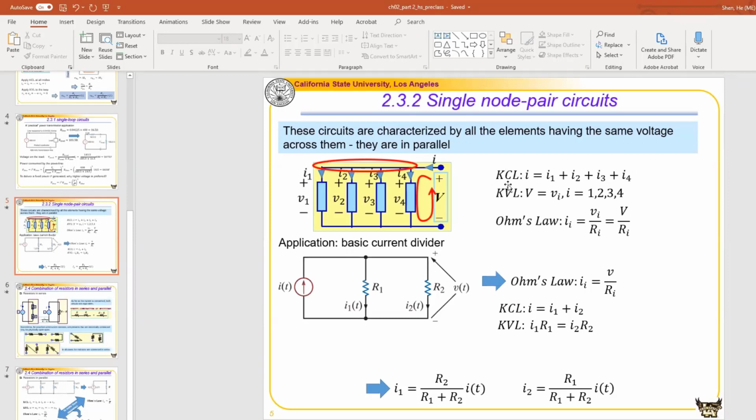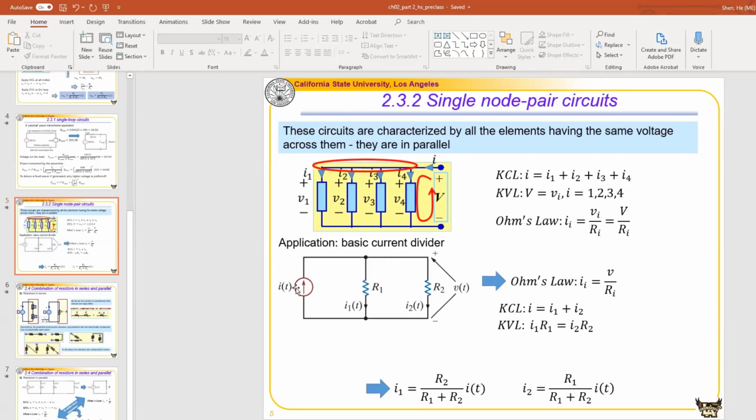Next, the KVL tells us the relationship between their voltage. There are multiple loops over here. If we apply KVL to this loop, we know that a voltage V is equal to V4. You can also look at it from the definition, because the voltage here is the voltage between these two nodes. We only have two nodes, so everything between the two nodes, the voltage drop will be V. So you can look at it in two different ways. One is the definition, the other one is KVL. And at the same time, Ohm's law tells us that the current in each branch is equal to V divided by Ri. So let's look at one simple example by looking at a circuit with only two branches.